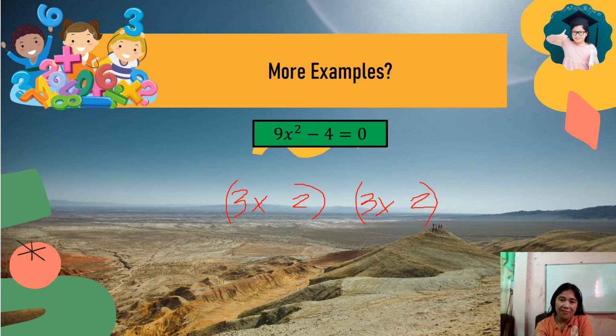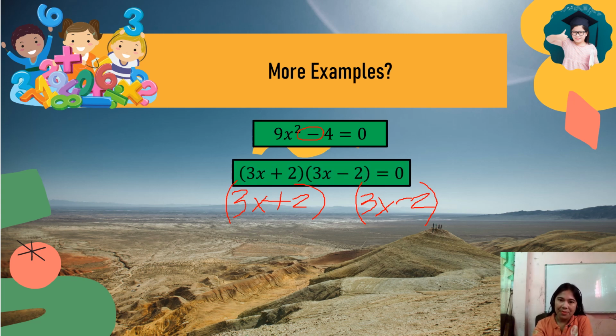Ano ba yon? Diba pag positive, same signs. Negative siya. So, dahil negative siya, dapat ang factors natin should have unlike signs. So, it may be positive here and negative on the other side. So, different signs. Kasi nga, negative yung last term. Check nga natin yung factors. Yes, of course. So, yan na yung factors.